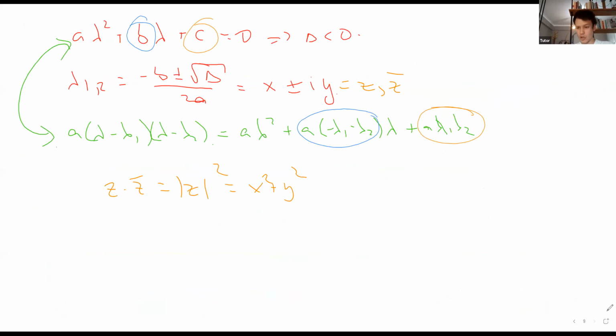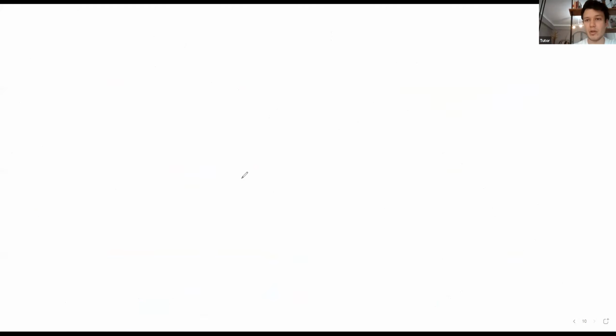So let's work this out. Let me make a separate page. Let's say lambda 1 and lambda 2 are the two roots. So lambda 1 is equal to x plus iy. It's going to be equal to r1 e to the i alpha 1, and I can also write it in the sine and cosine form, r1 times cosine alpha plus i sine alpha, right? So this is what I can do for alpha 1, lambda 1.